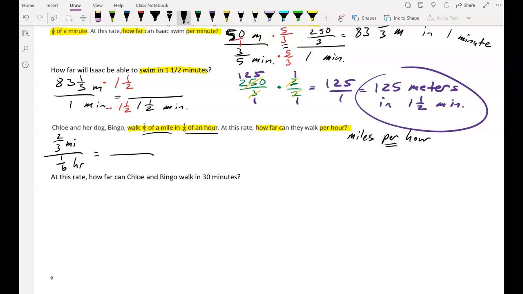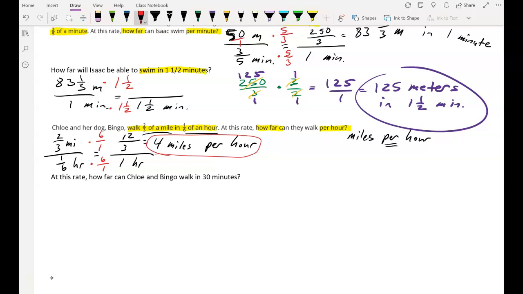And we want to know how far for 1 hour. Well, to get from 1/6 to 1, we would multiply by its reciprocal, which would be 6 over 1. We do the same thing up top. 2 times 6 is 12. 3 times 1 is 3. 12 over 3, 12 divided by 3, that is 4. So 4 miles per hour. 4 miles per hour. That's Chloe and her dog Bingo's rate.